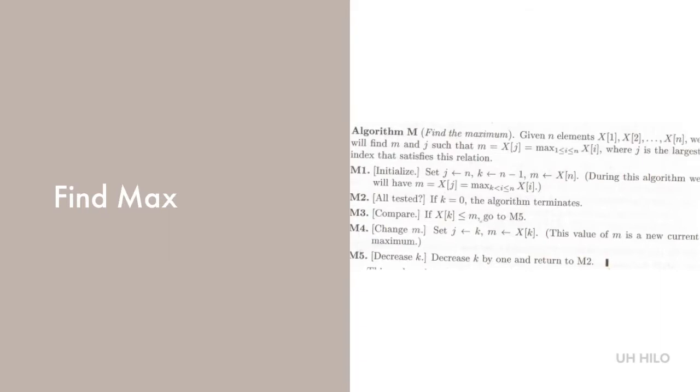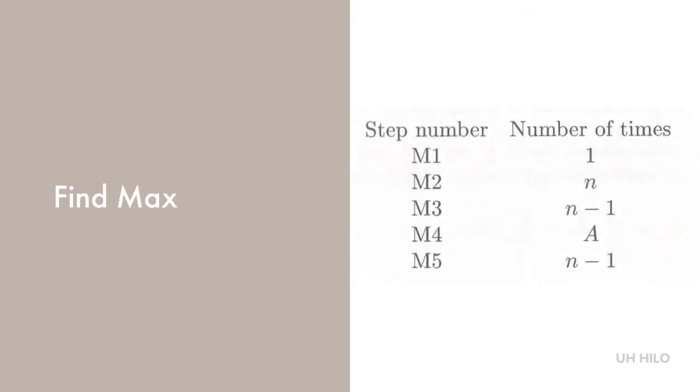We also know from past experience that the number of comparisons is O of n. But what about the number of assignments? To get this information on the number of assignments, we can look at the number of times each step is executed. We'll also see how this information can help us with seeing how long it takes on a particular computer.